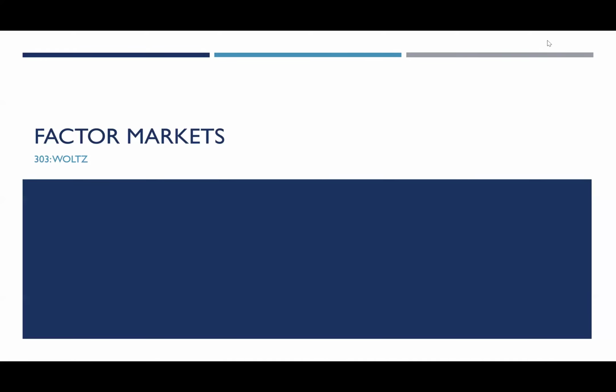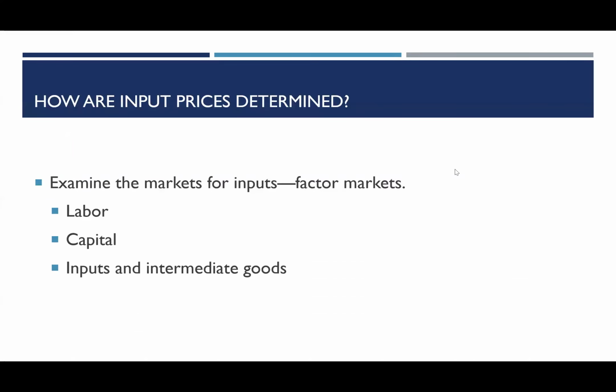In this lecture deck, we're going to cover factor markets. So these are going to be the markets that determine the price for an input like capital or labor, as well as the amount purchased by producers. For this lecture, we're going to focus on labor, but I want you to keep in mind that capital and other inputs would also fall under the category of factor markets.